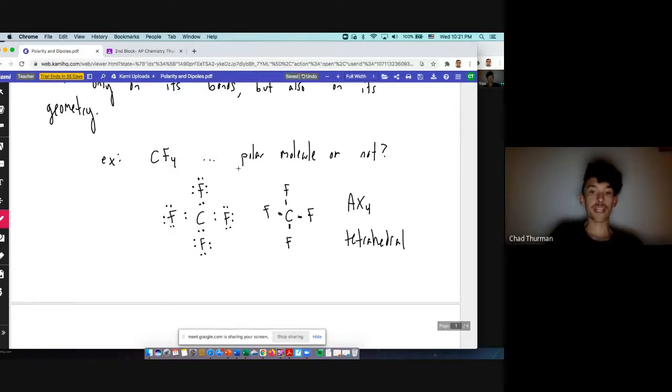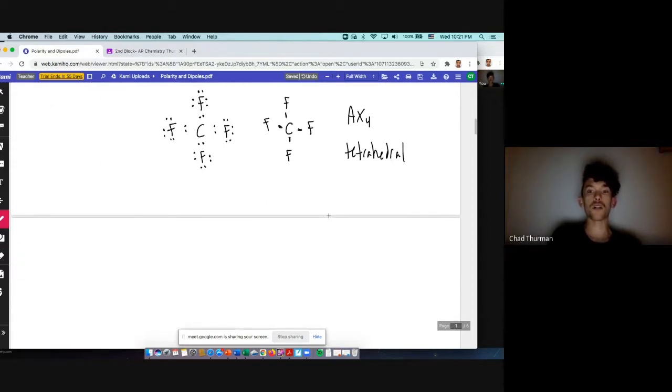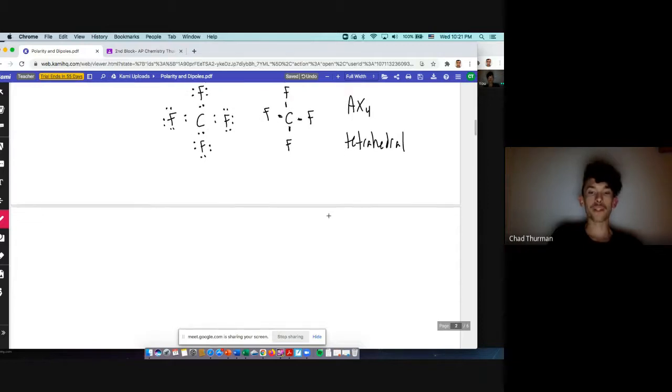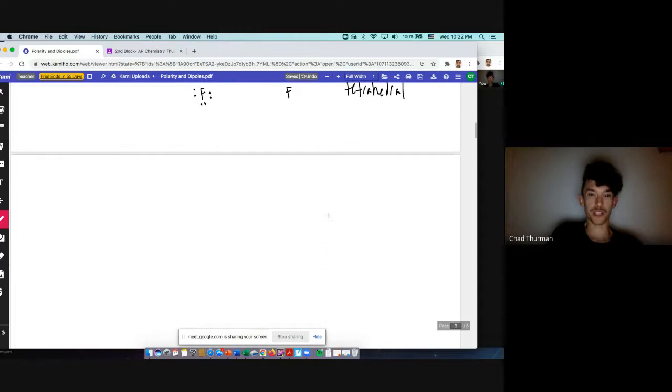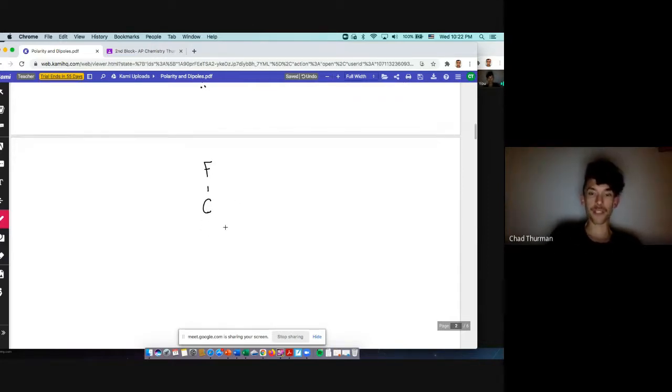In order to answer this question, is it polar or not, I do need to now redraw the molecule, because I have got to think about its shape and how the shape affects all this polarity stuff. So a tetrahedral structure looks like this. If you're still confused about this, you can look up pictures online. I posted those dumb little pictures that I made. So you want to refer to those. Really make sure you understand the three-dimensional structure here.